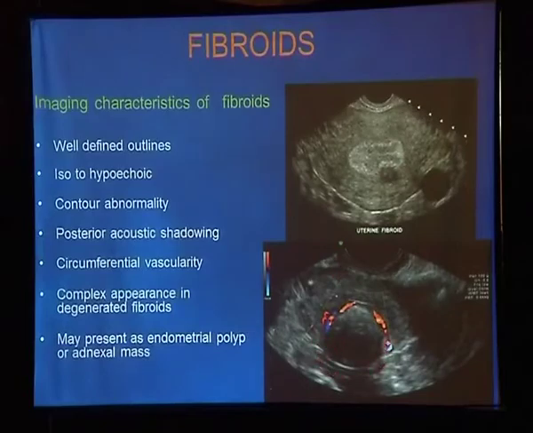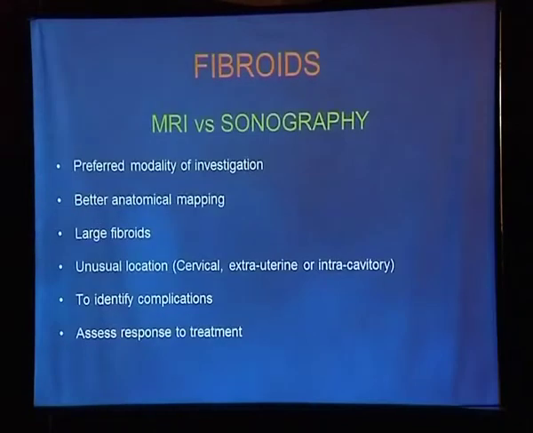And when they're towards the serosal surface, they produce a contour abnormality. This is the characteristic of fibroids. I would always prefer an MRI.